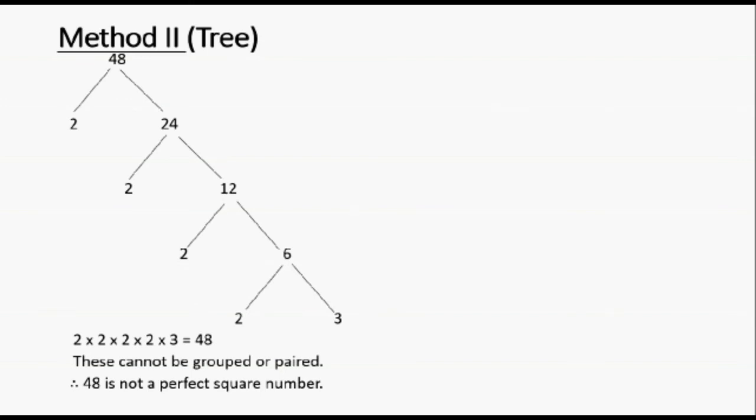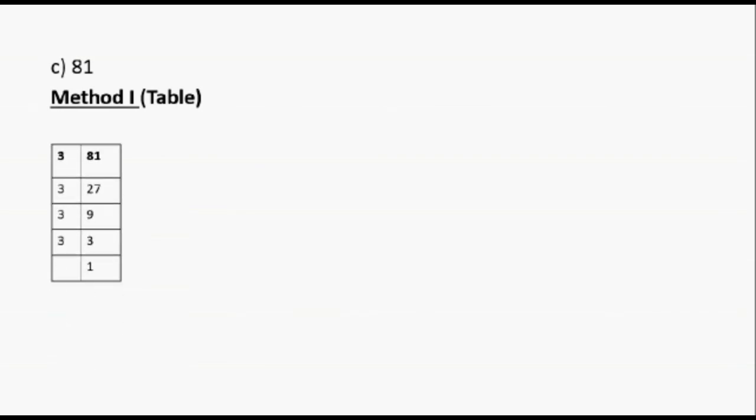Let's go to example C. Example C, we have 81. We'll start with the table method. There's our table. Are we supposed to use 2? No. We cannot use 2 because 81 is an odd number. Meaning, when you divide 2 into an odd number, it's going to leave a remainder. So we'll go to 3. 3 into 81 is giving us 27. 3 into 27 is giving us 9. 3 into 9 is giving us 3. 3 into 3 is giving us a 1.